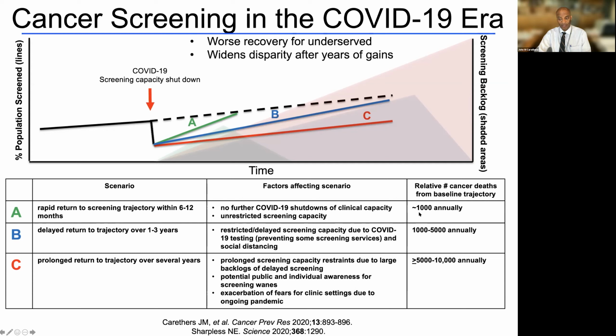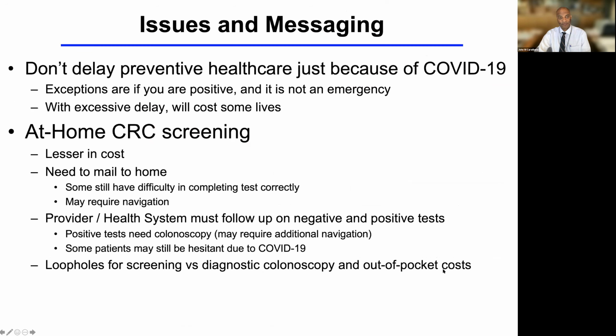That would lead to, between breast and colon cancer over a 10-year period, about 10,000 excess cases with a stop in screening for this gap. If the delay was longer, so B, for 1 to 3 years, that could be anywhere from 1 to 5,000 annually. And if it took several years, model C, 5 to 10,000 annually. These are horrific numbers if we don't get back to our regular population screening. The message here is don't delay preventive healthcare just because of COVID-19. Obviously, if you're positive and sick, it's not an emergency, but with excessive delay, we'll add to the number of lives getting those cancers.